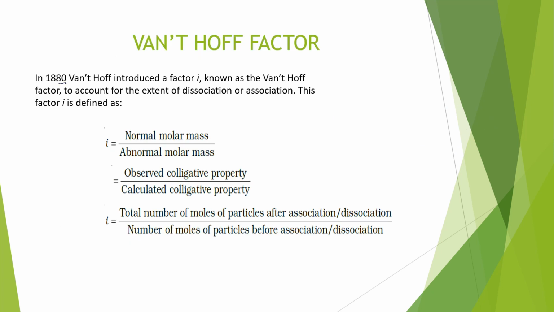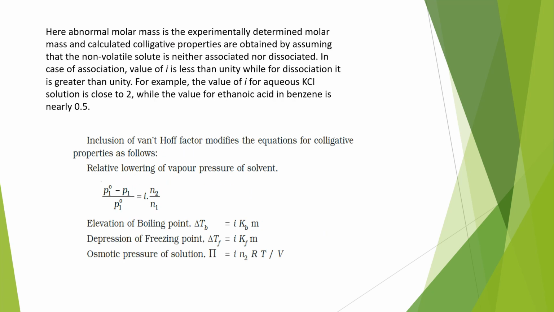In 1880, Van 't Hoff introduced a factor i, known as the Van 't Hoff factor, to account for the extent of dissociation or association. This factor i is defined as normal molar mass upon abnormal molar mass, which is also equal to observed colligative property upon calculated colligative property, which is also equal to total number of moles of particles after association or dissociation divided by number of moles of particles before association or dissociation. This is the formula. Here, abnormal molar mass is the experimentally determined molar mass, and calculated colligative properties are obtained by assuming that the non-volatile solute is neither associated nor dissociated.